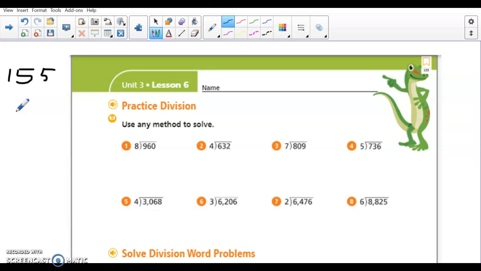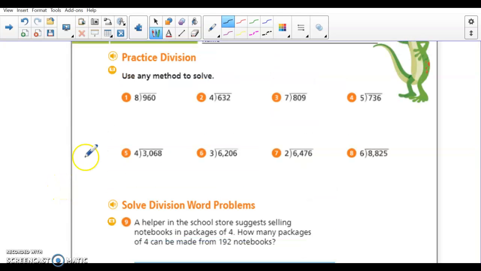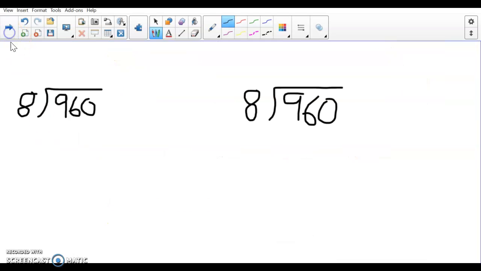We have two types of problems. We just have regular division problems, right? Straightforward. And then you have division within word problems, and you need to figure out what's going to be the divisor, what's going to be the dividend, so you can find the quotient and the remainder if it exists. We'll do one together using each of the methods, and then it is just time to work.